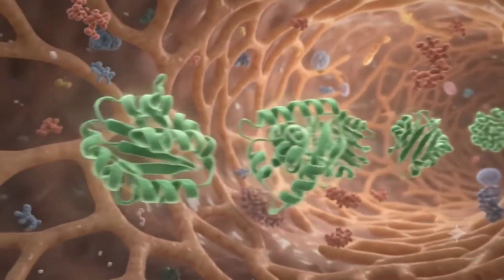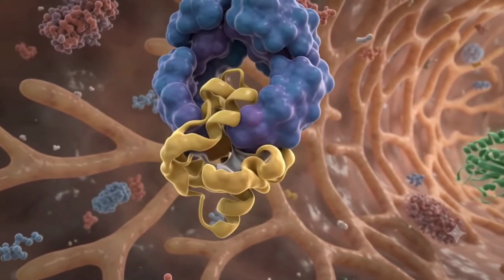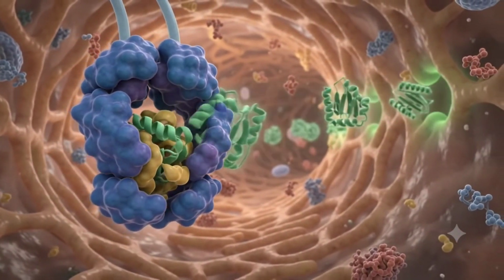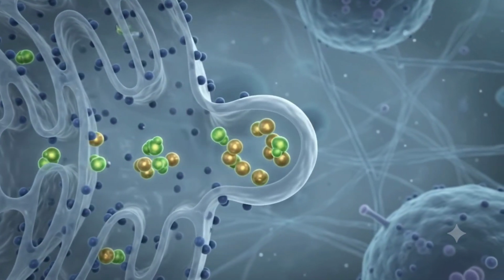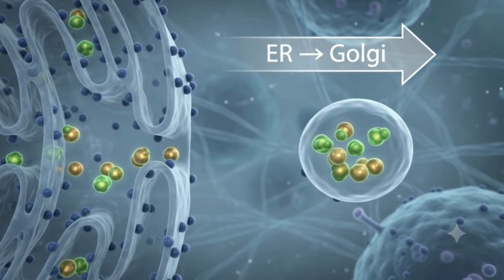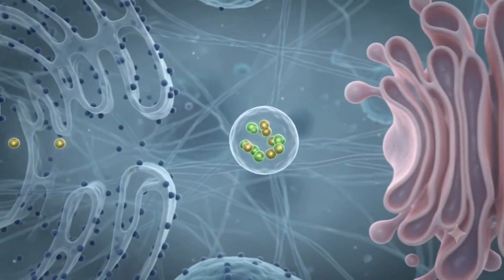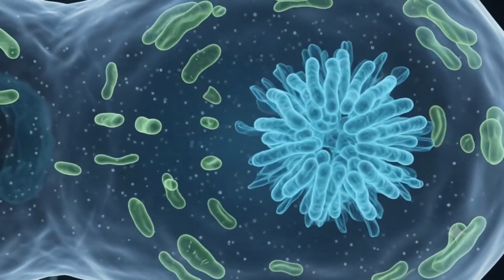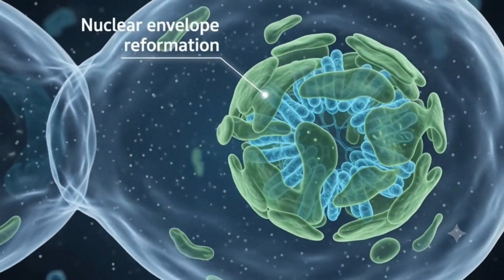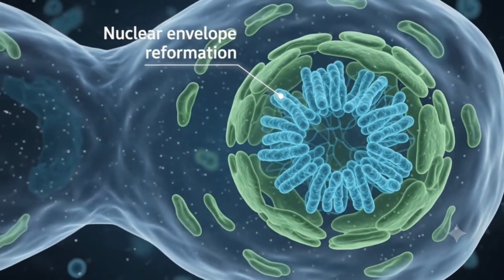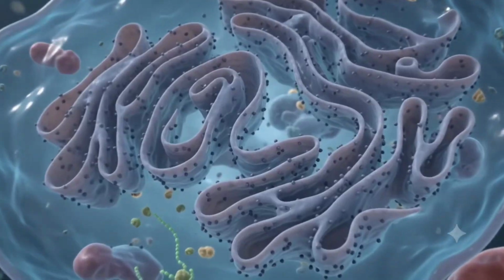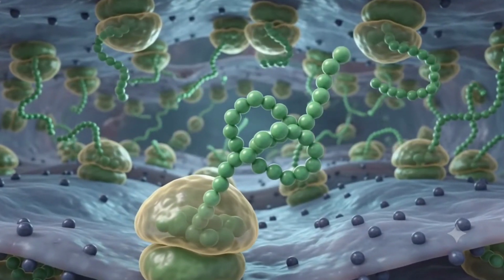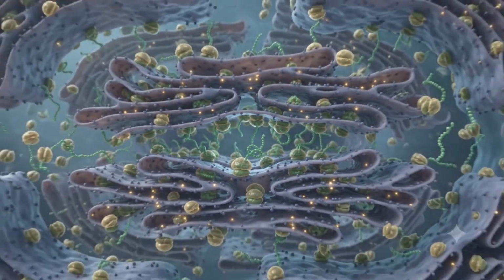The ER also performs quality control, helping properly folded proteins proceed, while defective proteins are retained or targeted for degradation. Rough ER also produces transport vesicles that carry newly synthesized proteins from the ER toward the Golgi apparatus. During cell division, the ER and associated membranes contribute to the reassembly of the nuclear envelope around daughter nuclei. Cells specialized for protein secretion often contain extensive rough ER because they require very high rates of protein synthesis.